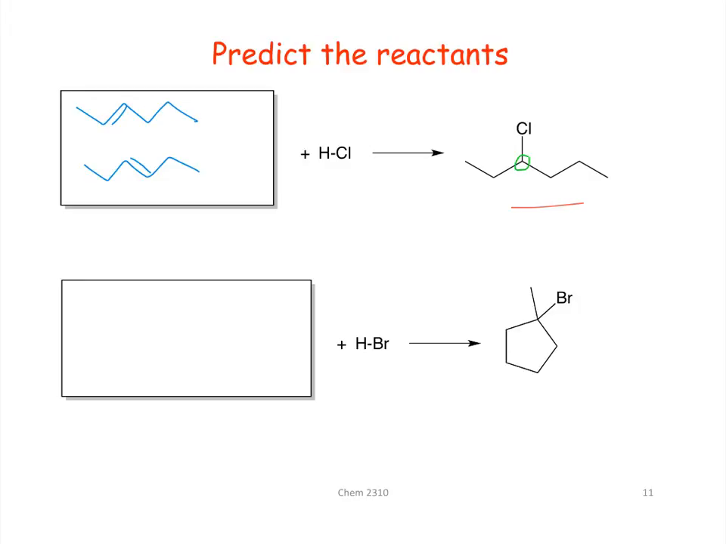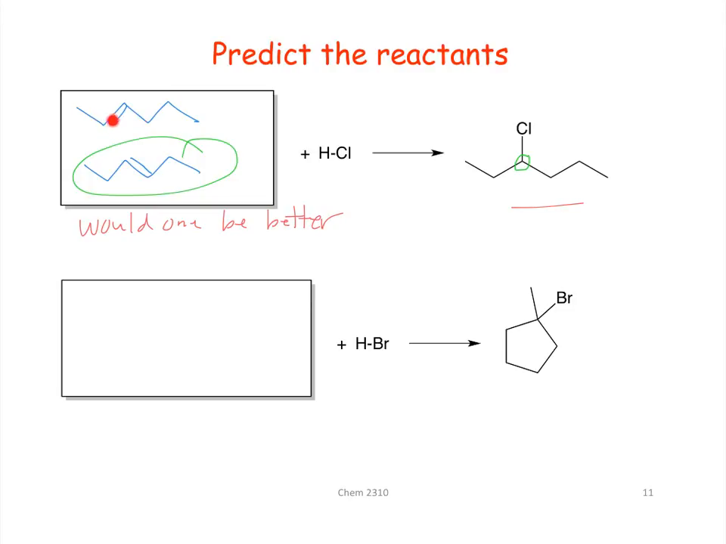All right, so if our goal was to carry out this reaction and get the highest possible yield, would one of these be better than the other? All right, well, this one would be better, right? Because if the chlorine goes on this side, it gives us 3-chlorohexane. If it goes on this side, we get 3-chlorohexane. So we only get one product out of this one.